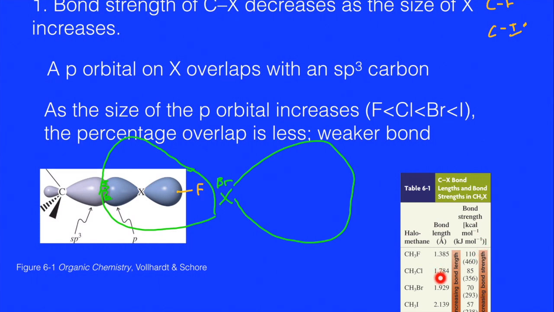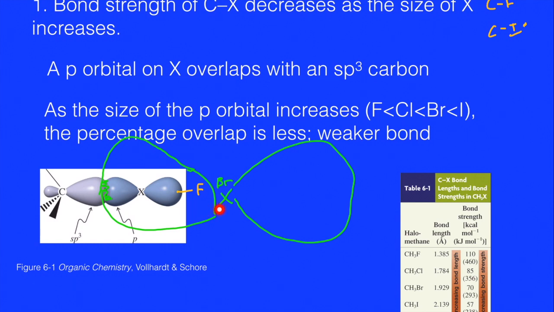If we go to chlorine, notice the bond gets longer and the bond strength goes down. That means it becomes easier to break this bond. Bromine is a little bit longer and weaker, and takes even less energy to break. And then iodine is significantly longer, and notice that its bond strength is about half that of fluorine. Why is that again? Fluorine's smaller, has better percentage overlap, and forms stronger bonds. Something like bromine or iodine is much larger, and so ultimately the bond is weaker.